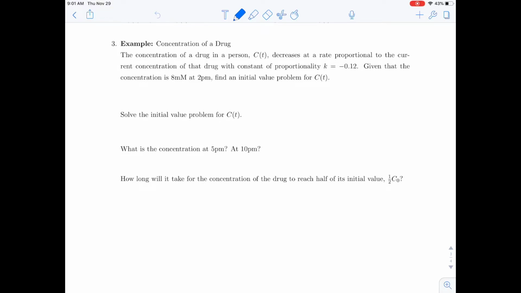Today we are going to do two examples of exponential growth and decay, which are differential equations that have the form dy/dt equals k times y, with an initial condition y of 0 equals some value y sub 0. And earlier we saw that the solution to these equations was y of t equals y0 e to the kt.